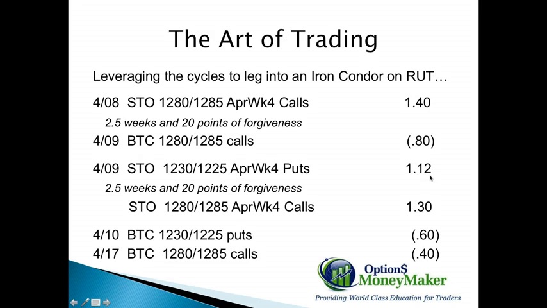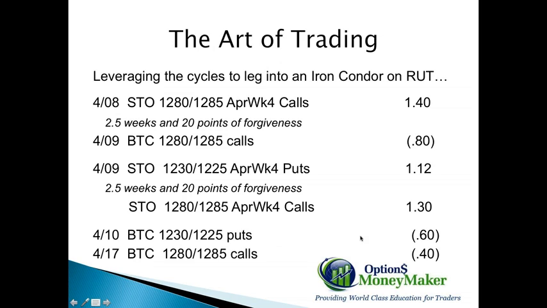So what that means is I can take in additional credit by opening the call spread, but not increase my 5 points of gross risk. I still only have 5 points of gross risk, but now I have $2.42 of credit against that 5 points of risk. On the 10th, which is 2 days from originating this position, the next day after we created our Iron Condor, we were able to buy to close the puts.